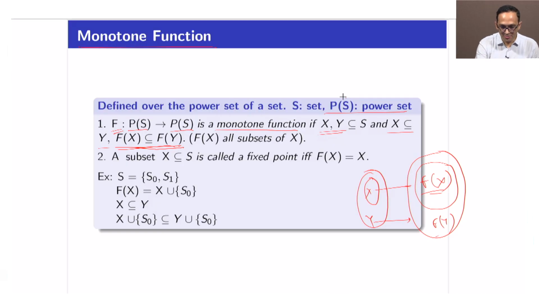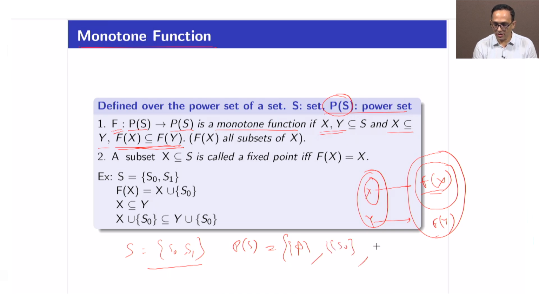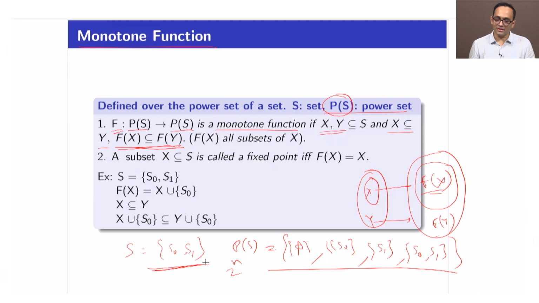Now let us see what a power set is. Power set is basically, if you give a set, let us say my set has two elements S0 and S1, all possible subsets of this form the power set. So for this, the power set P(S) has the null set, then you can take only S0, only S1, or both S0 and S1. So effectively you have 4 possible elements in the power set, which is 2 to the power n, whatever the number of elements in the set.